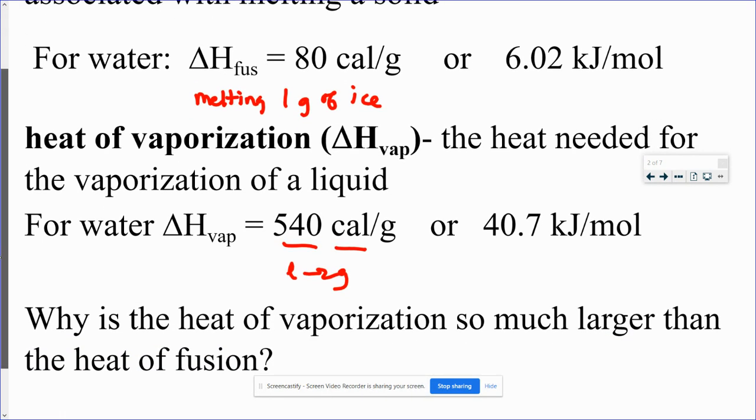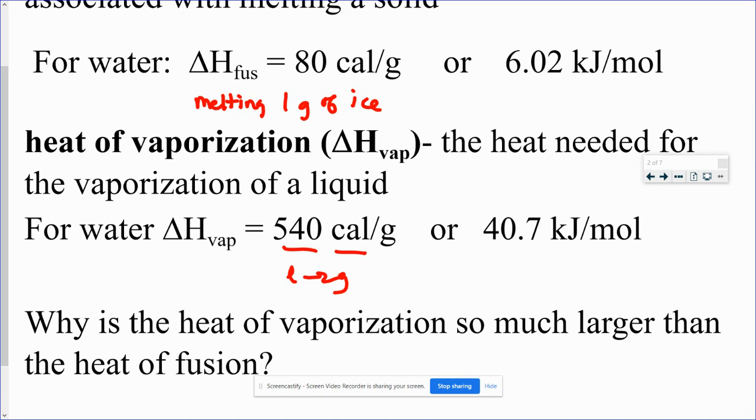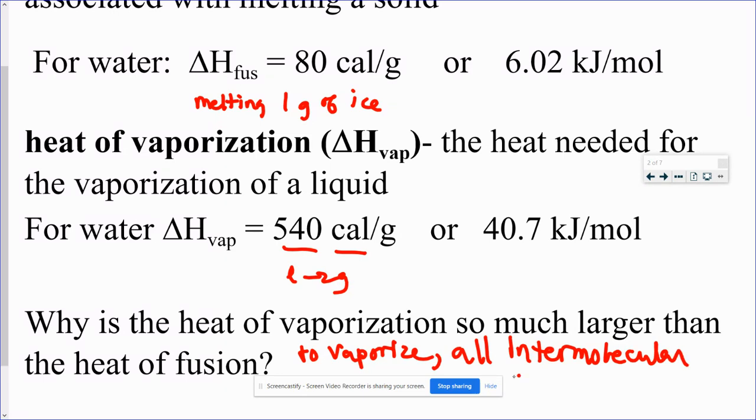Why is the heat of vaporization so much larger? It's because, again, to vaporize water, all the intermolecular attractions have to be broken. And in water, those are hydrogen bonds. Whereas to melt it, only some of the intermolecular attractions are broken apart. That's why it takes much more energy to vaporize versus just melt.